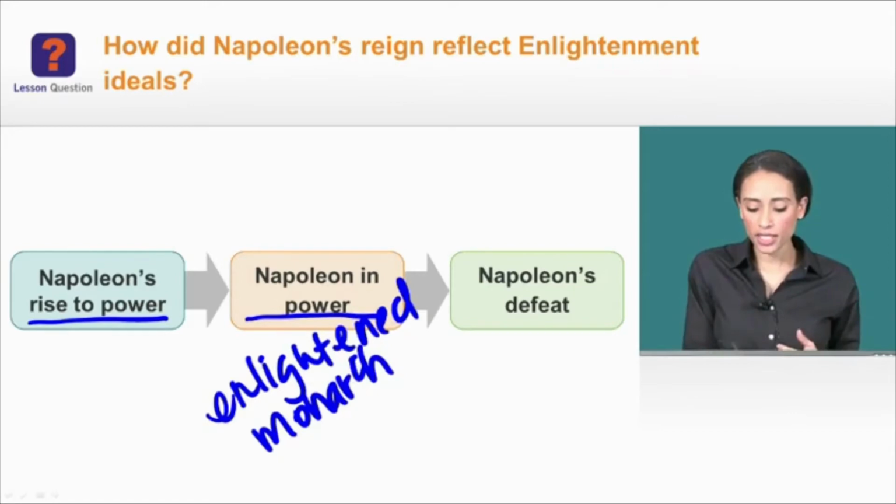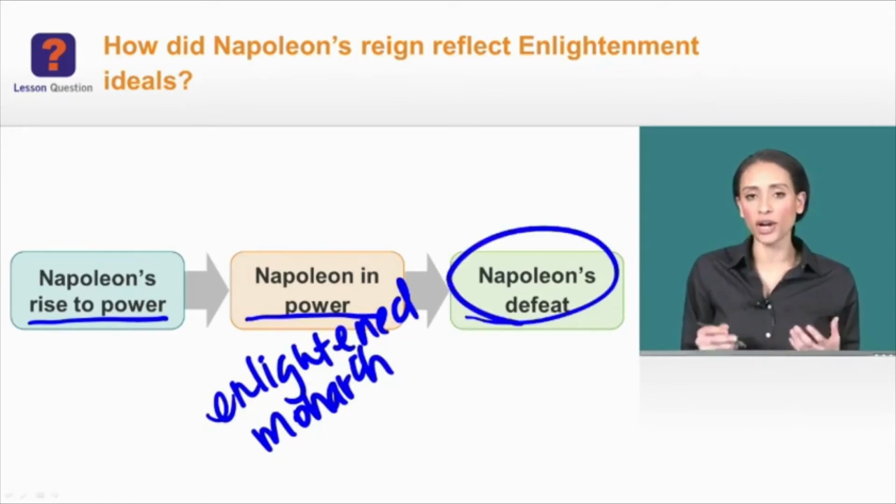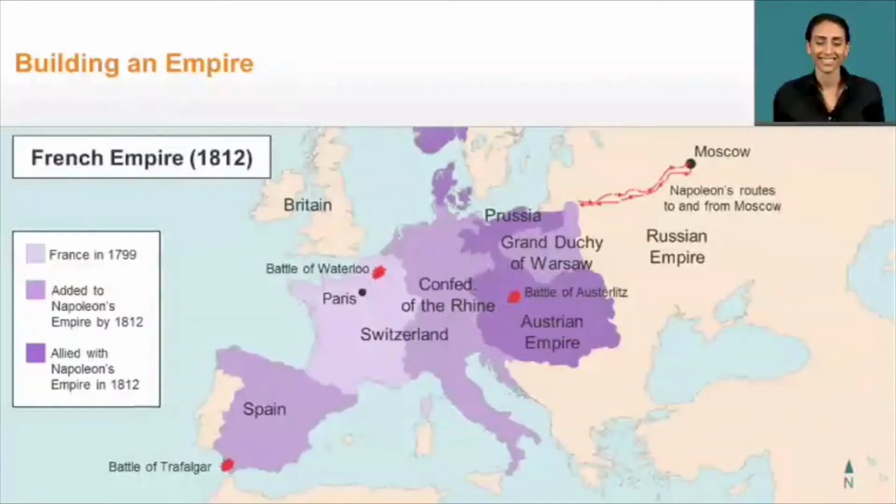Now we're going to move on to take a look at how the expansion of the French Empire ultimately leads to Napoleon's defeat. So what's Napoleon going to do once he crowns himself emperor? Well, he's going to build an empire.